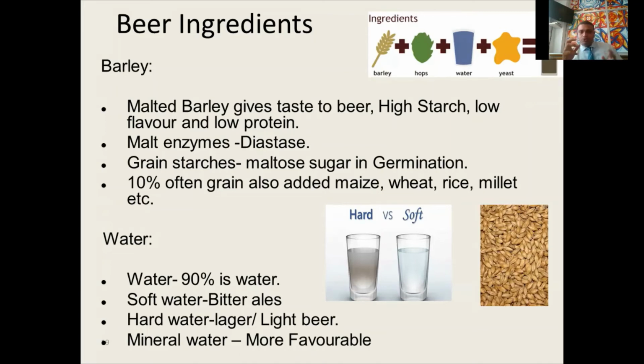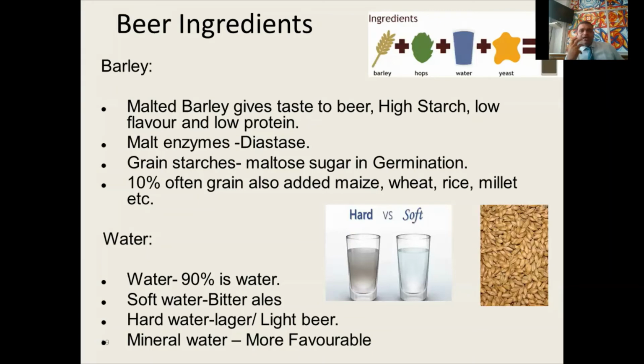As I told you, remember this about barley. I repeat, number one, when you're choosing the grain, the high-quality grain will have high starch and low flavor. The grain should be divided into two halves. There should be a small line, you might see. That's a good quality grain you need to choose as barley. Also, there should be low protein.